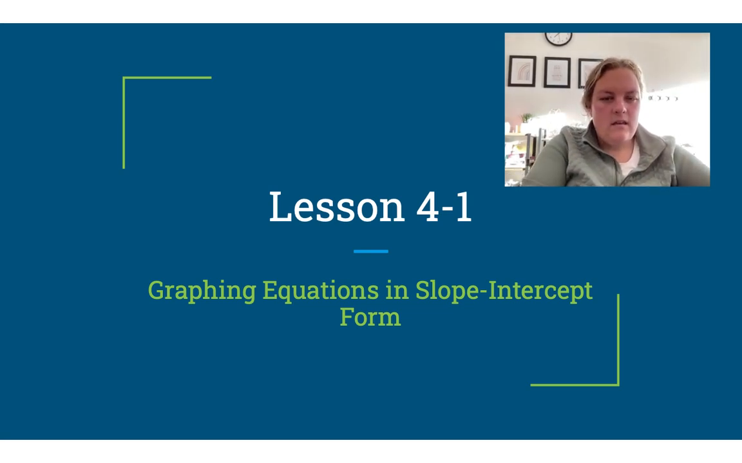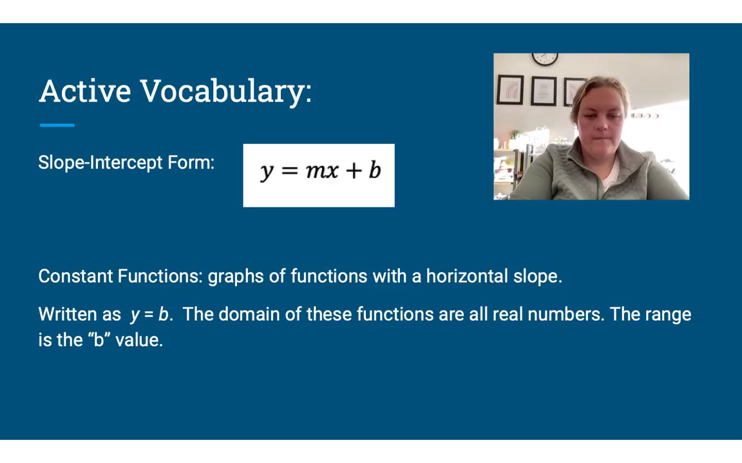Hi there, in this lesson 4-1 we will be working with graphing equations in slope-intercept form. As you can see here, we have some vocabulary. This is a formula you will need to remember. Slope-intercept form is written as y equals mx plus b. And in this form, we have some information. We have the values for m and b, and it's important to remember what these are.